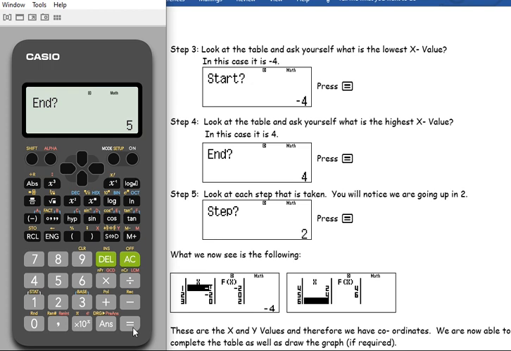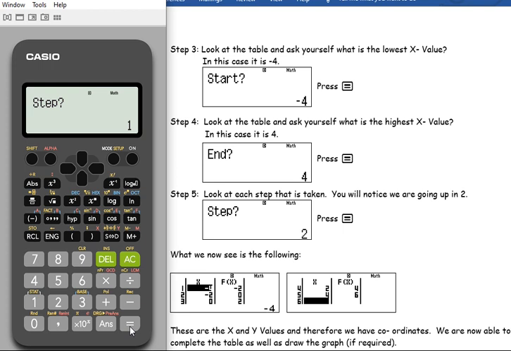Okay, step number 4. We are looking at an endpoint. Our endpoint, remember, is our highest x value. When we go up and we look at our table that was provided, we noticed that we were ending at 4. Make the change. End 4. Press equals.